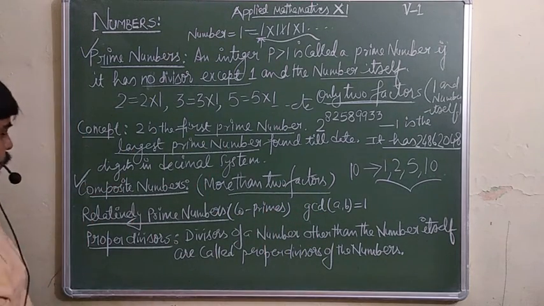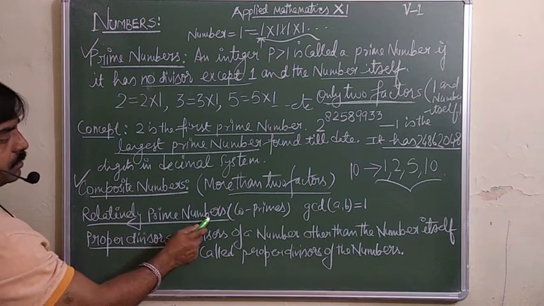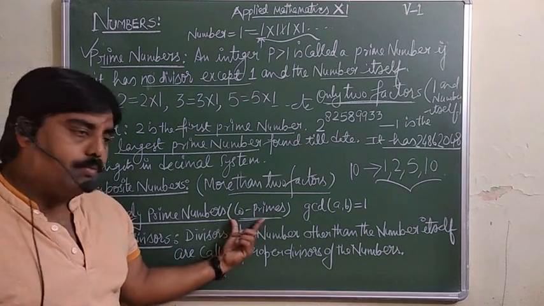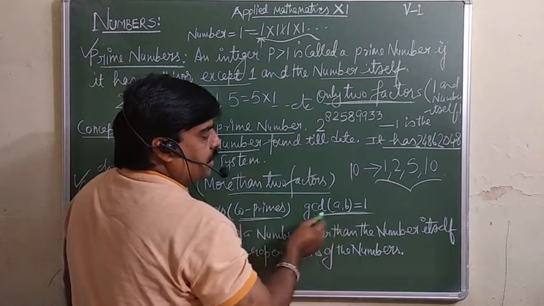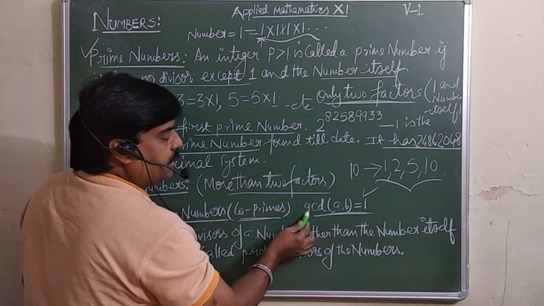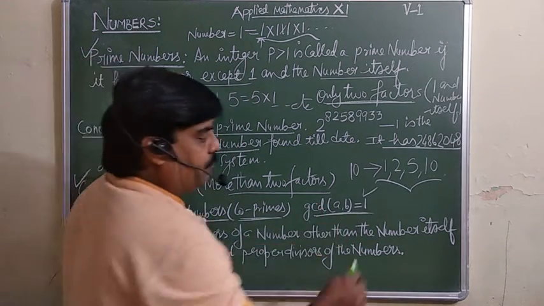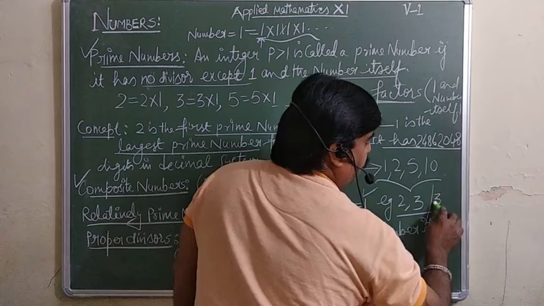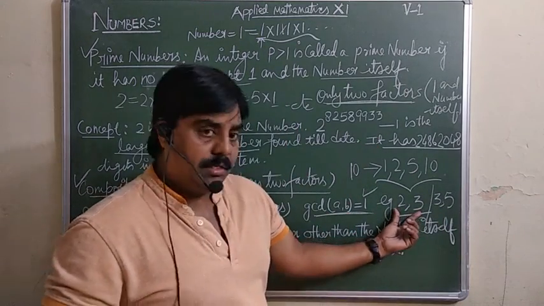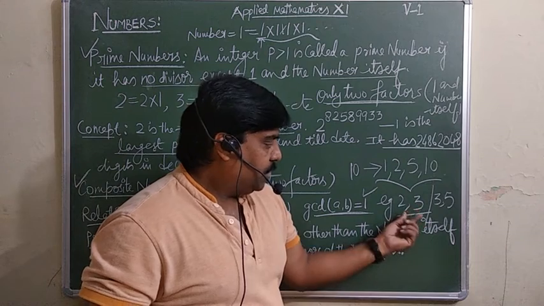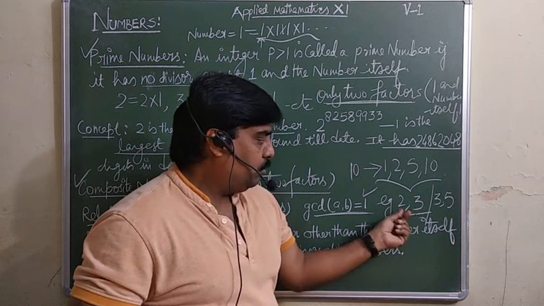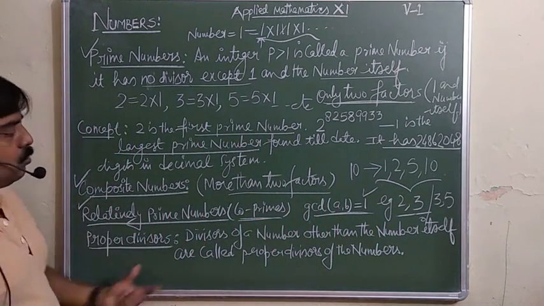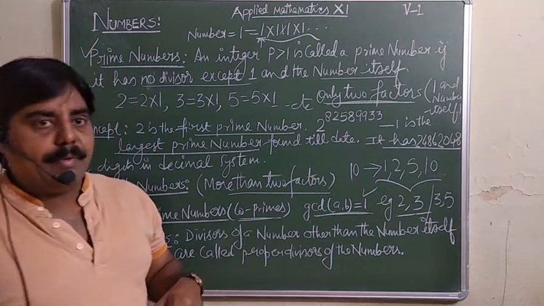Now the relatively prime numbers, also known as co-prime numbers. Which numbers are co-prime? If the GCD, the greatest common divisor, of two numbers is 1, you can say they are co-prime. For instance, 2 and 3 are co-prime, and 3 and 5 are co-prime. If you take the GCD, you will see that only 1 is common in both. Factor 2 as 2 into 1 and 3 as 3 into 1, so 1 is common. So they are known as relatively prime numbers, or co-prime numbers.